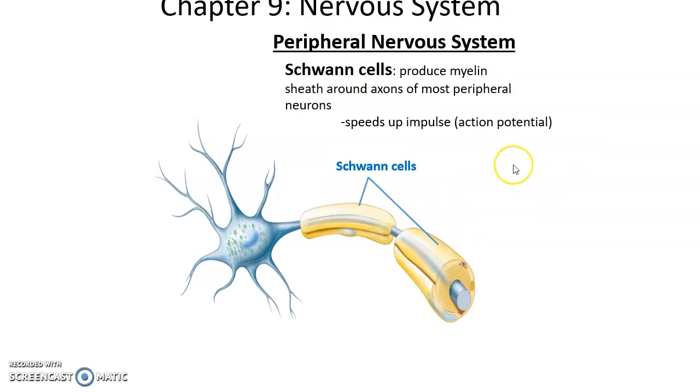In the peripheral nervous system, out among the nerves, we have the Schwann cells. And the Schwann cells do one thing, and that is produce myelin sheath. So a single Schwann cell will wrap around a portion of an axon, and then it'll wrap many, many times to form the myelin sheath. And as expected, the myelin sheath will speed up the nerve impulse. So it'll speed up the action potential, cause the signal to get to the ends of the axon much more rapidly.